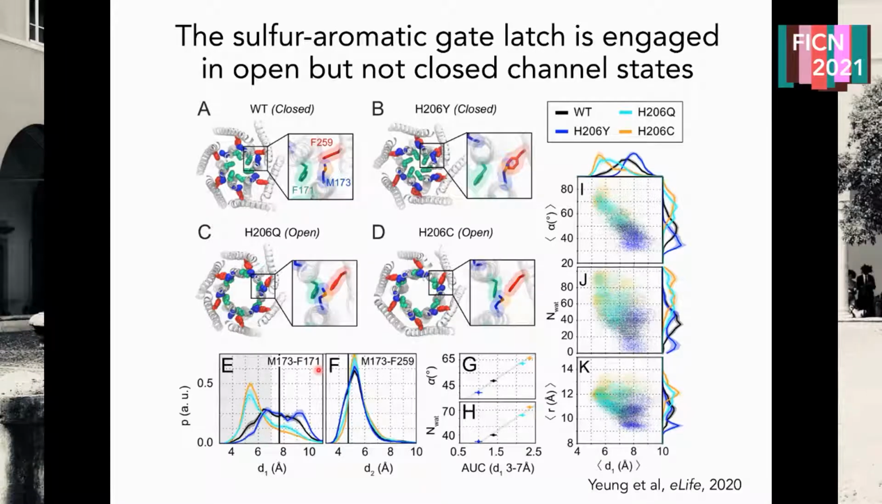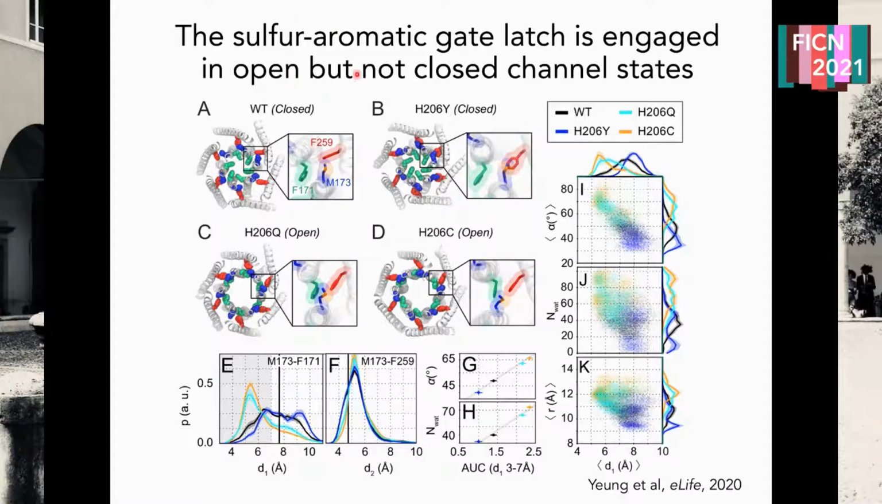And what we found is that in the wild type channel, these distance distributions between the gate and the methionine are quite broad, and it spends a lot of time at distances larger than this magic black line, in a range of distances where there wouldn't be any meaningful interactions. Whereas in the open channels, there's a noticeable shift, so that these distances are now shifted towards much smaller values, which would indicate a close interaction.